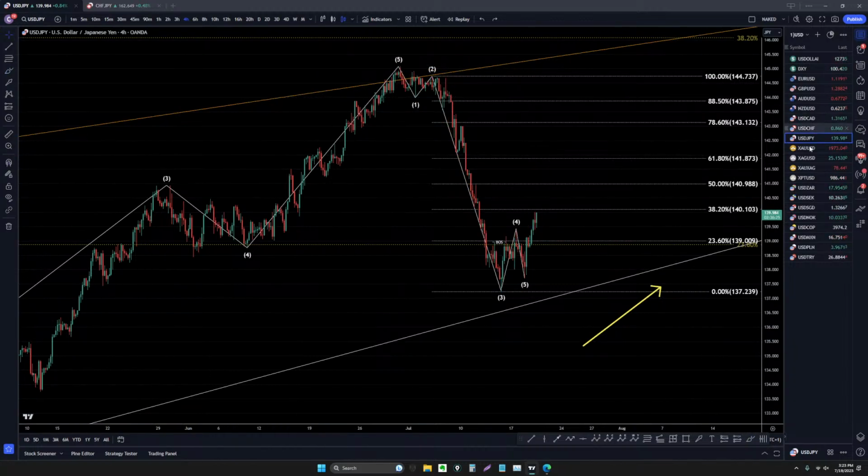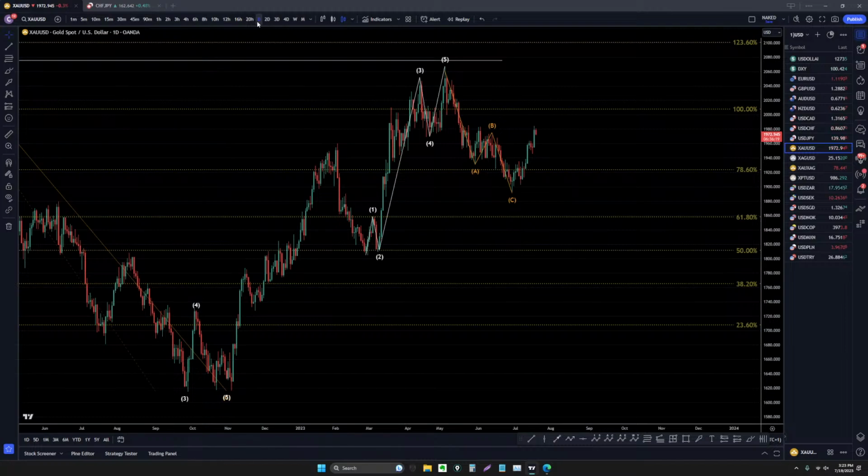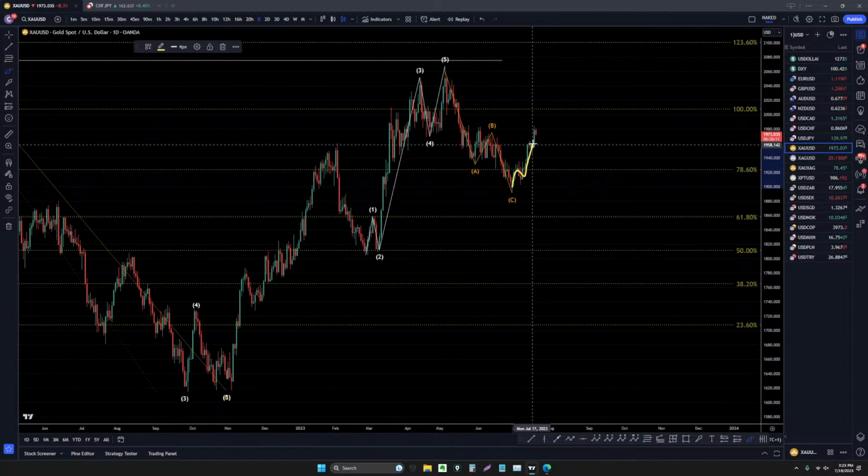So let's move on to gold. What is gold up to? Well, it tried to go up, but it definitely didn't, did it? I do see 5 waves on the daily. I mean, it definitely looks like 1, 2, 3, 4, 5 waves up right there.